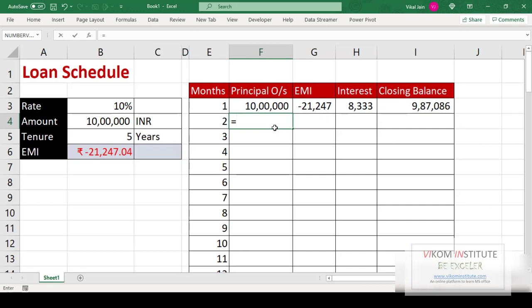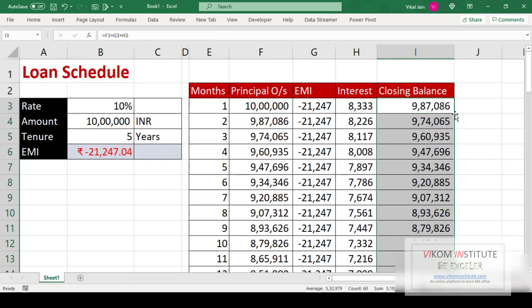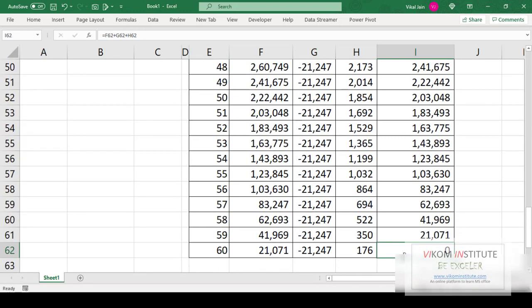Now I need to do the second year. Same. Now I can simply drag and drop. Drag and drop, drag and drop, and drag and drop. Now you can see the closing balance is 0. It means my loan schedule is perfectly correct.